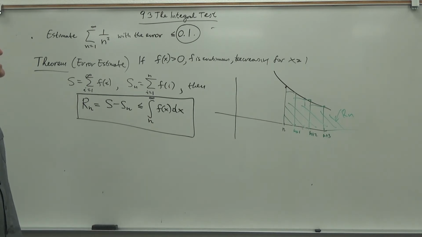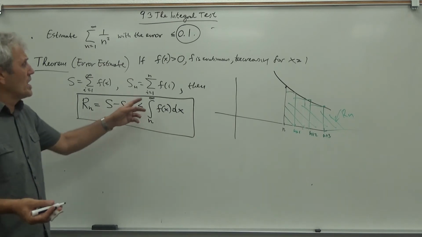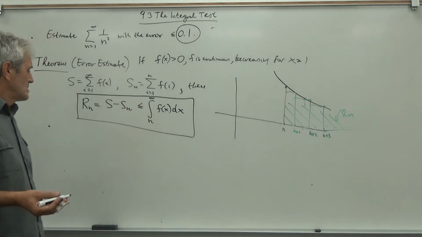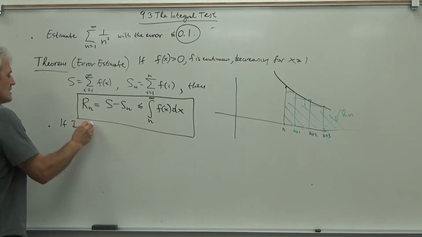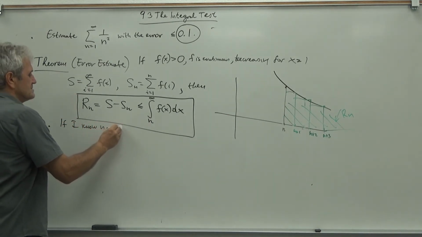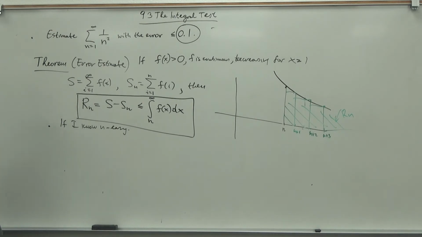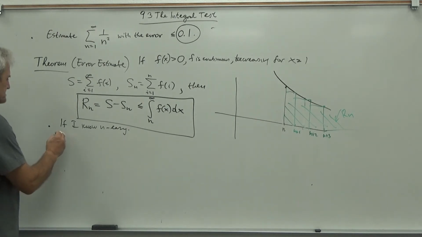I'll say, all right, let me guess the result first. If I know how many members I want to take, let me take 5 members, I can easily use this theorem. So if I know n, it's very easy. Why? Let me cut it off at n equals 5, for example.